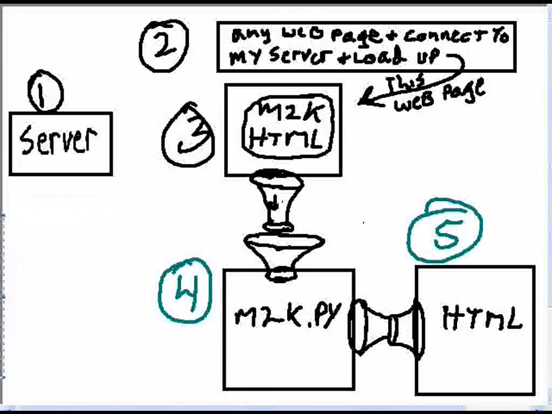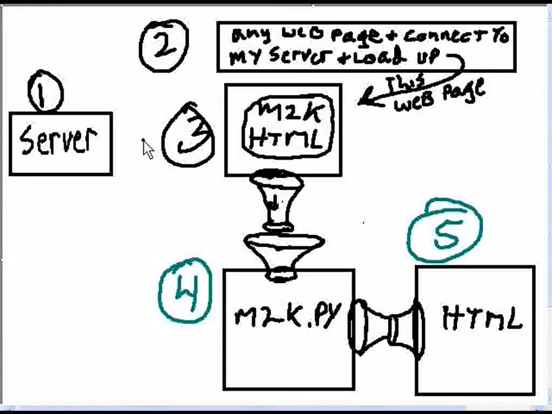There'll be 5 steps in this. First, I'm going to create and run the server. That's step number 1. Step number 2, I'm going to go to any web page and connect to my server and then tell the server to load up this web page, m2k.html. That's step 2.